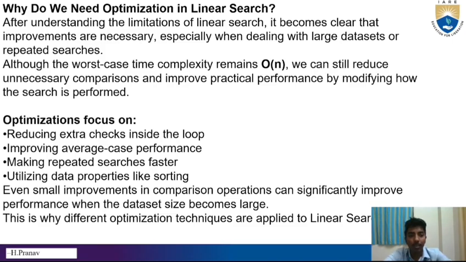to give the user the best experience. So the optimization mainly focuses on reducing extra checks inside the loop, improving average case performance, making repeated searches faster, and utilizing data properties like sorting. Even small improvements in comparison operations can significantly improve the performance when the data size becomes large. This is why optimization techniques are applied to linear search, to make it efficient and better for users.